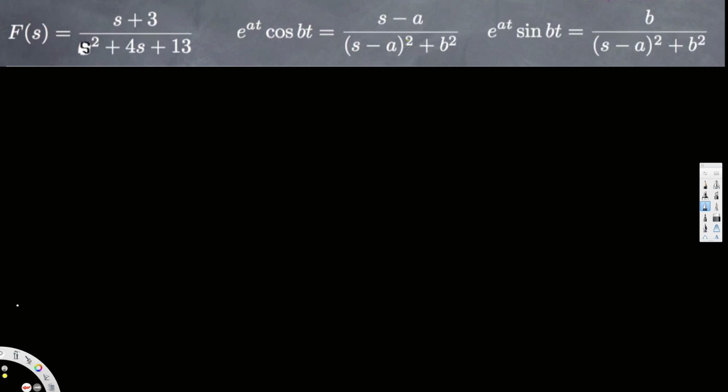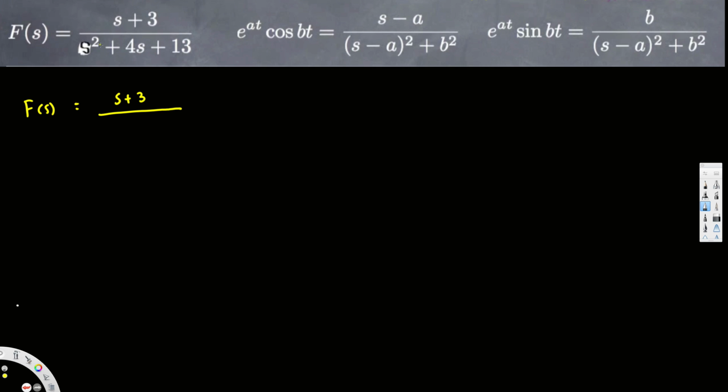So when we have this kind of pattern, we can do the inverse Laplace transform using e^(at) cos bt and e^(at) sin bt. First of all we have to get this pattern. Now let's see how we can get this pattern for this given function. Here we have s plus 3. First let's keep the numerator as it is. So this is going to be just s plus 3.